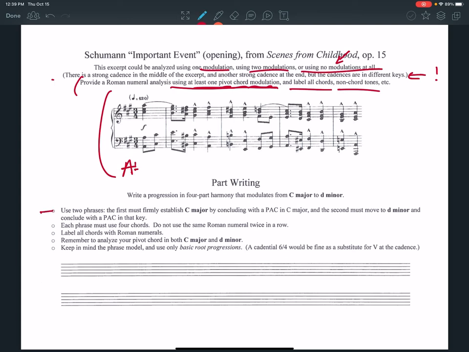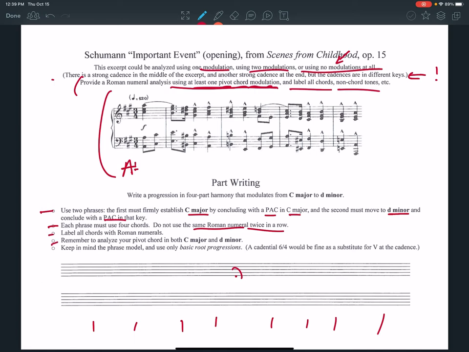So what he says is use 2 phrases. The first must firmly establish C major, ending in a PAC in C. And the second must move to D minor and include a PAC in that key. Each phrase is 4 chords. Okay, so you're going to have ba, ba, ba, ba, pause, ba, ba, ba, ba. Do not use the same Roman numeral twice in a row. So you can't just go 1, 1, 1, 5 like that, right?